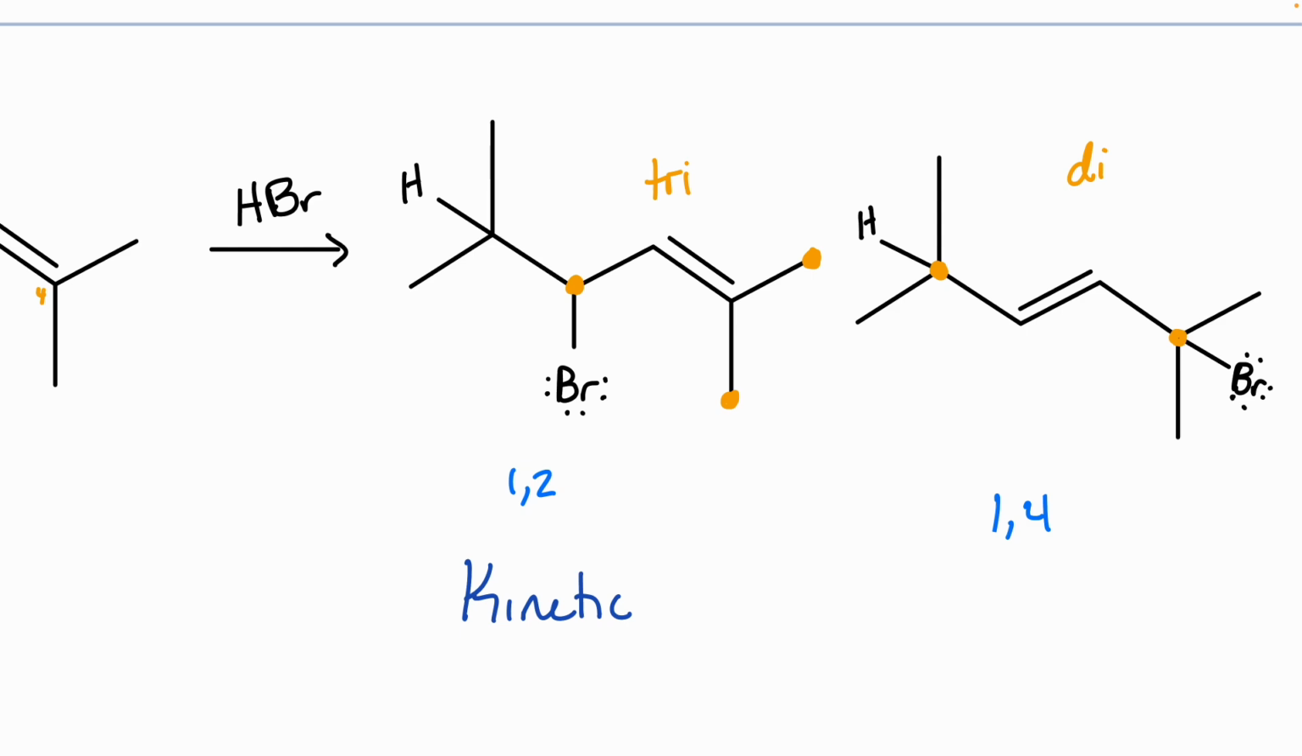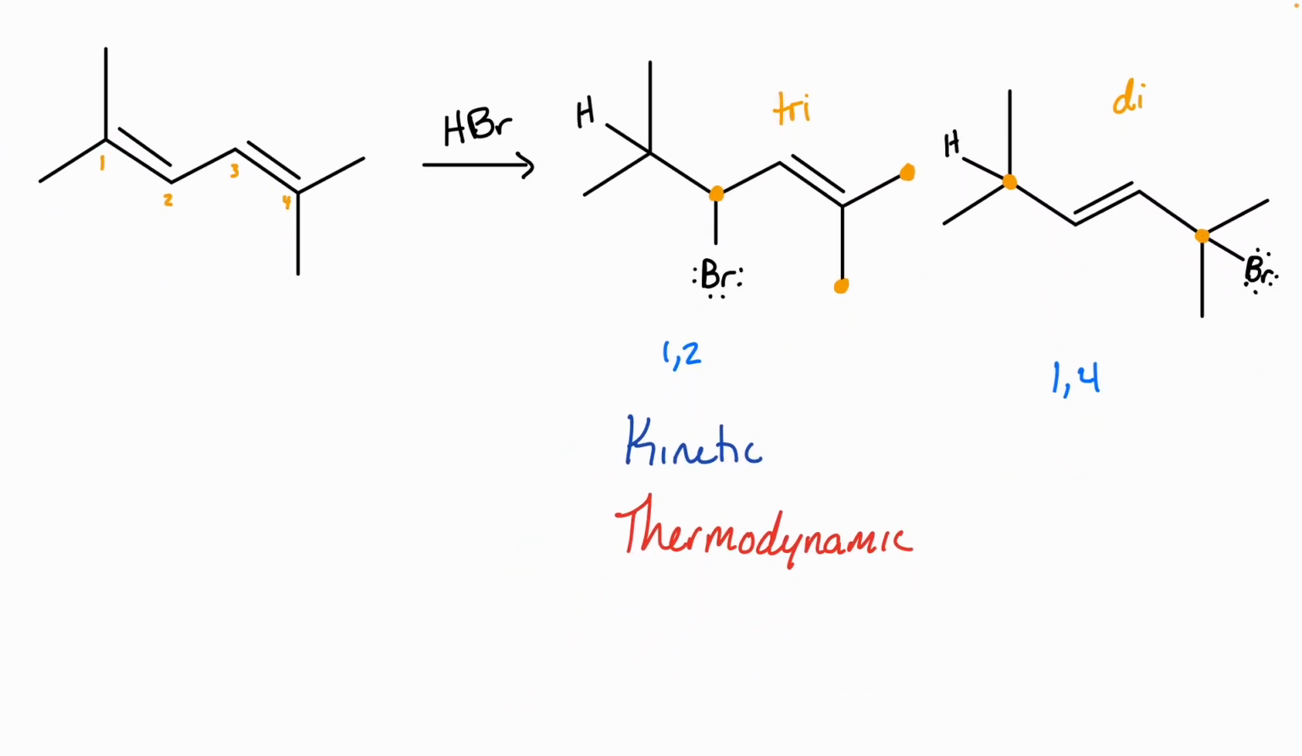So then in this particular example, which one is my thermodynamic product? Also the 1,2. All right, so this is my thermodynamic product. In this case, we started with this symmetric diene, so it didn't matter which direction we decided to count from. But how do we deal with an asymmetric diene?